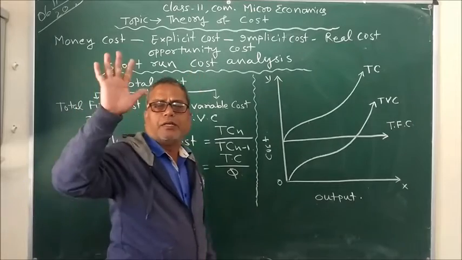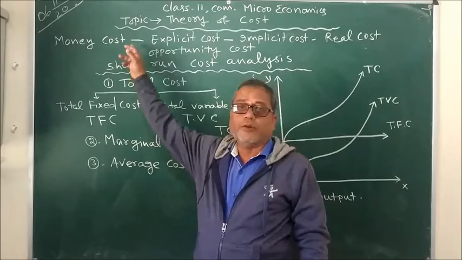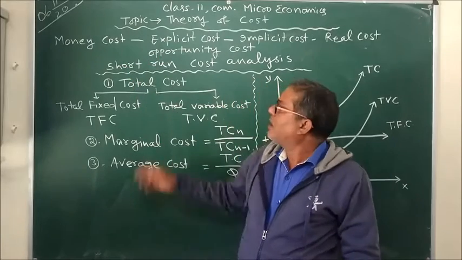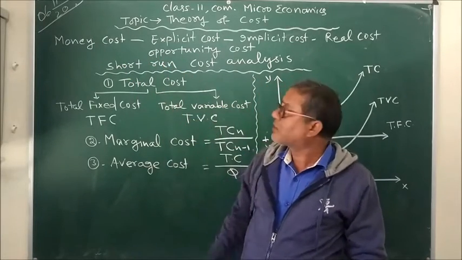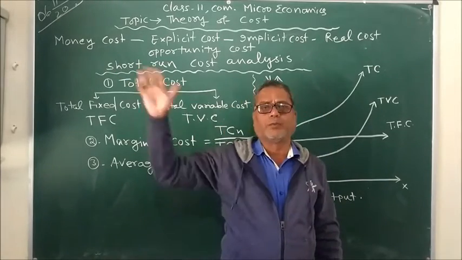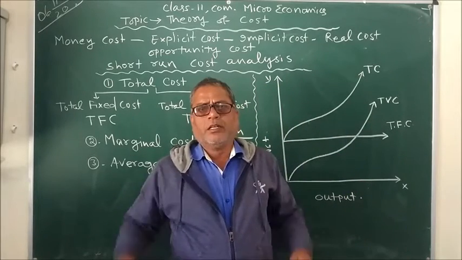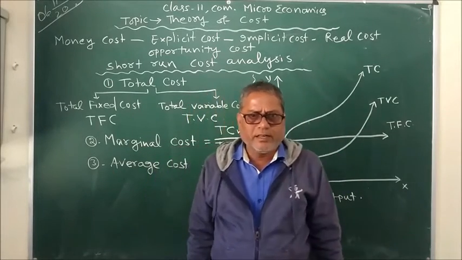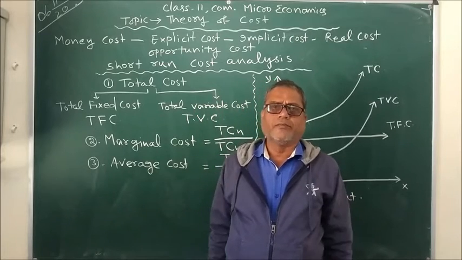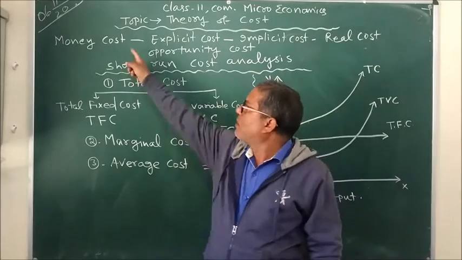We have 5 different types of cost, and it is highly possible that you may get a 1-mark question and you will be asked to explain what is money cost or what is real cost or what is explicit cost. A one-liner answer. But we will try to understand it in detail. And after understanding, I am sure you can produce one-liner answer for all these terms.